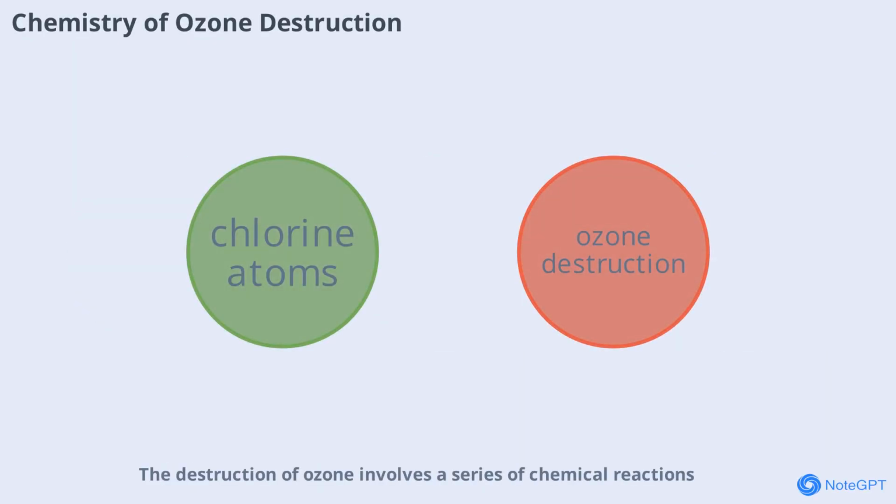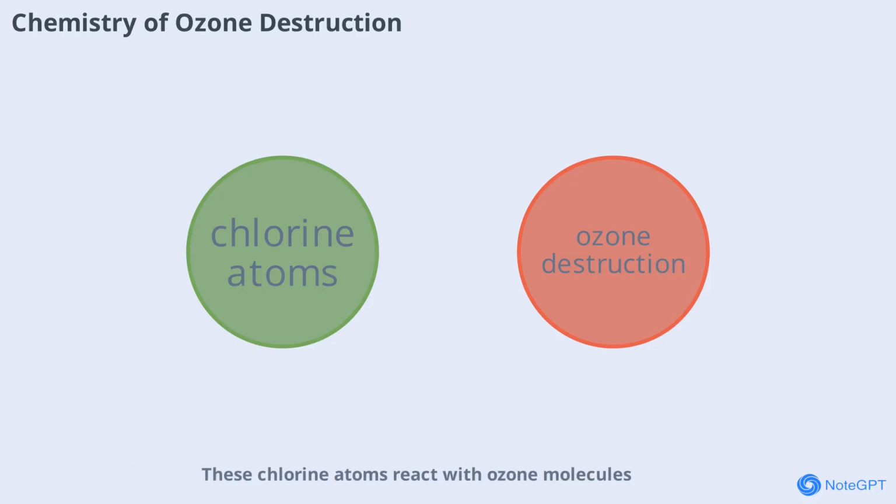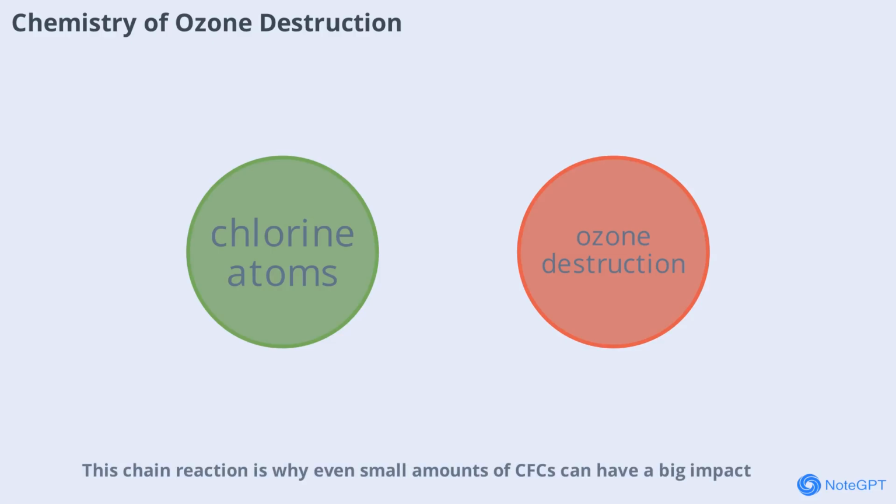Destruction of ozone involves a series of chemical reactions. When CFCs are broken down by UV light, they release chlorine atoms. These chlorine atoms react with ozone molecules, converting them back into oxygen and depleting the ozone layer. One chlorine atom can destroy thousands of ozone molecules before being removed from the atmosphere. This chain reaction is why even small amounts of CFCs can have a big impact. Thankfully, international agreements have helped reduce CFC emissions, but recovery is slow.